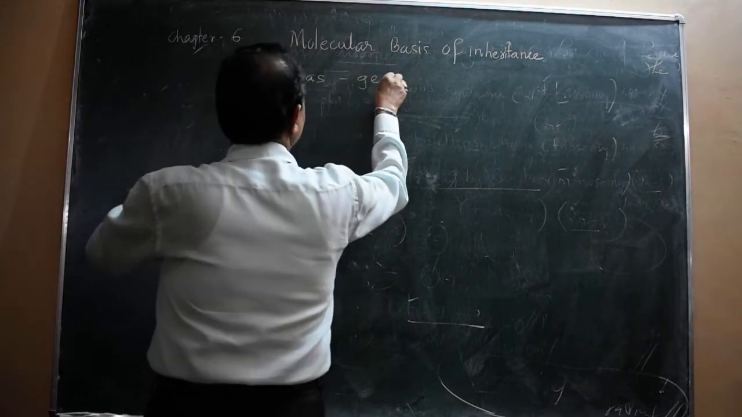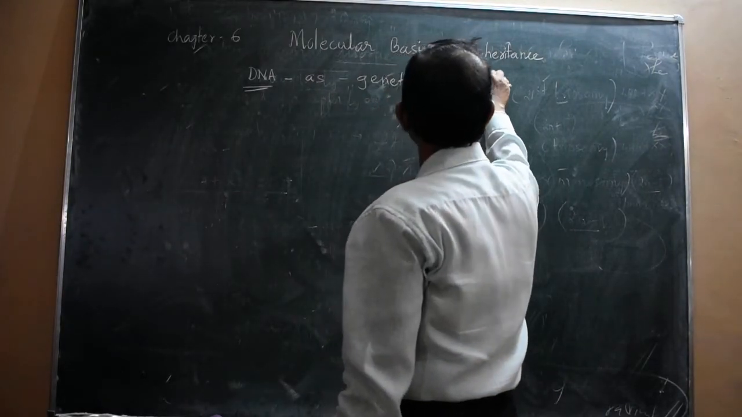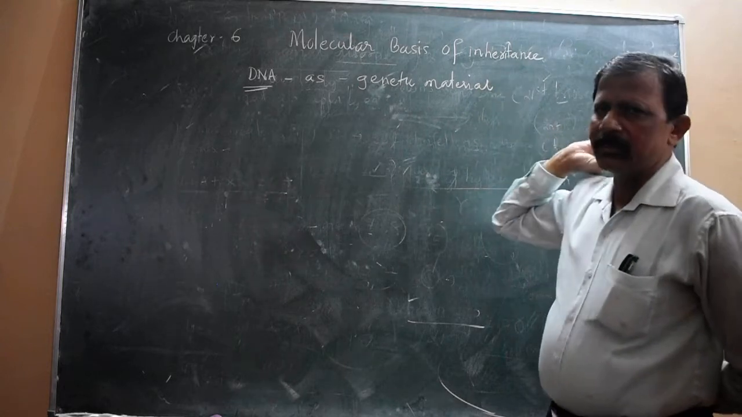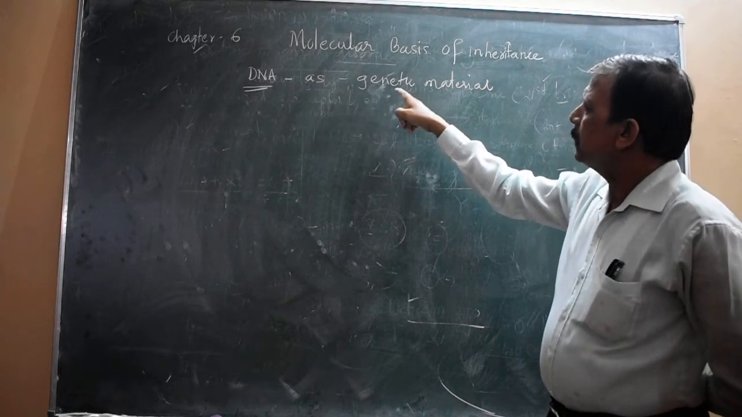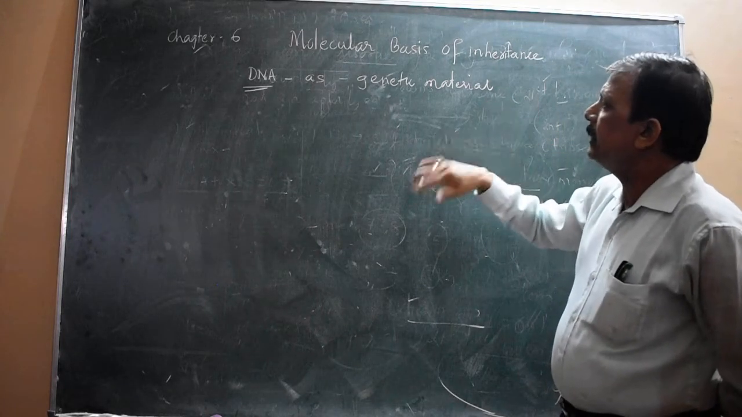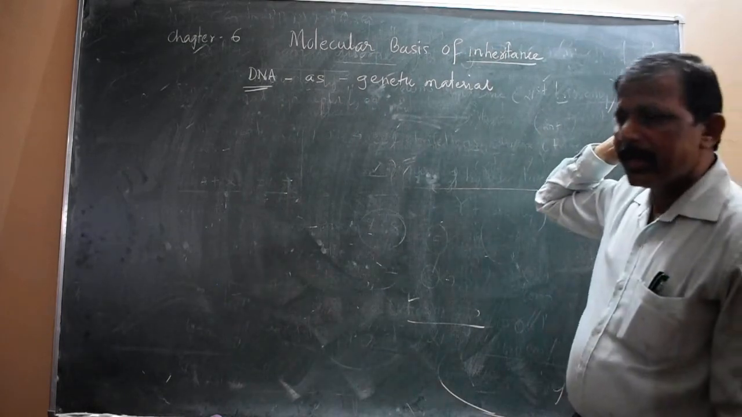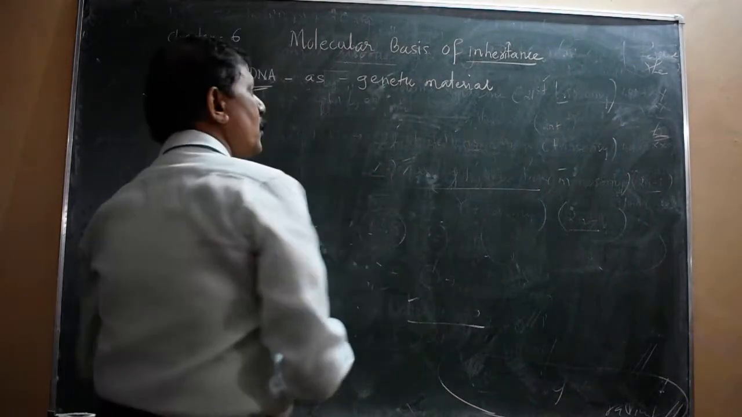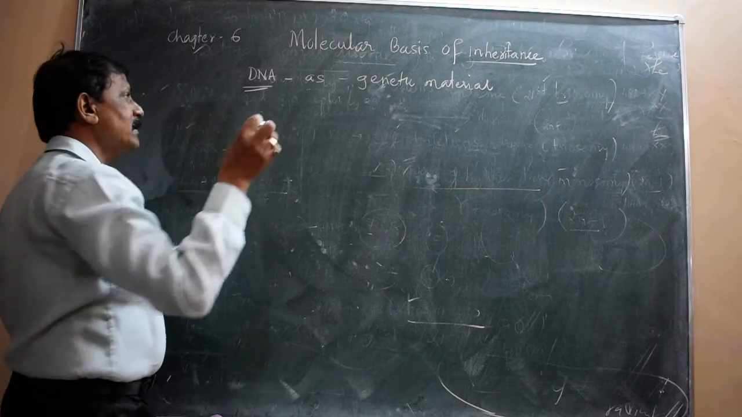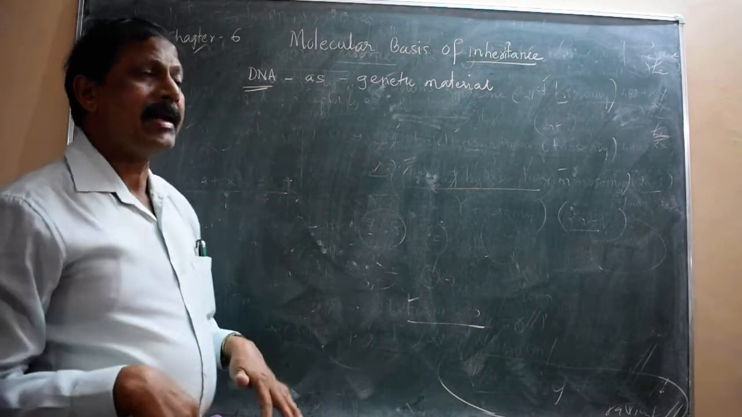DNA as the genetic material, and that you are going to study in the coming portion of the same chapter, where you have to deduce DNA as a genetic material. So DNA is a genetic material, and the DNA only helps in inheritance from one generation to another generation.